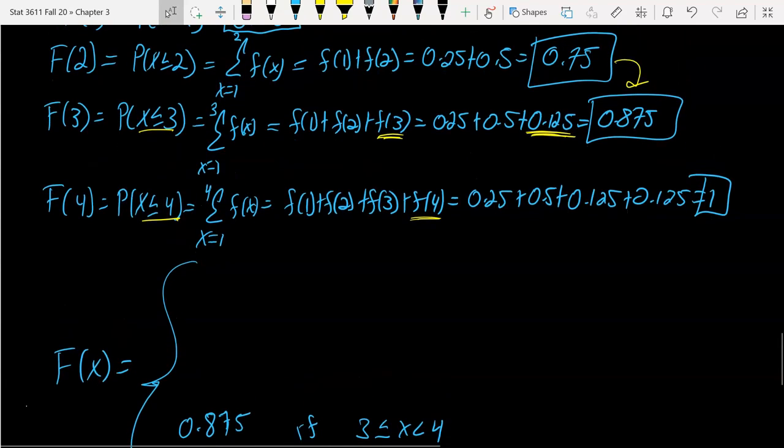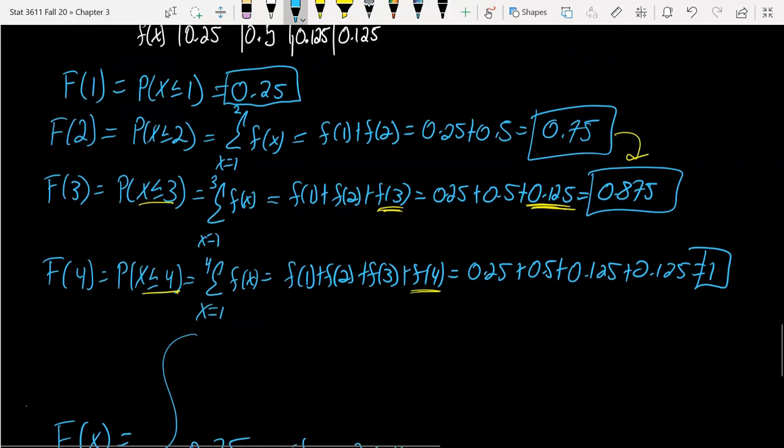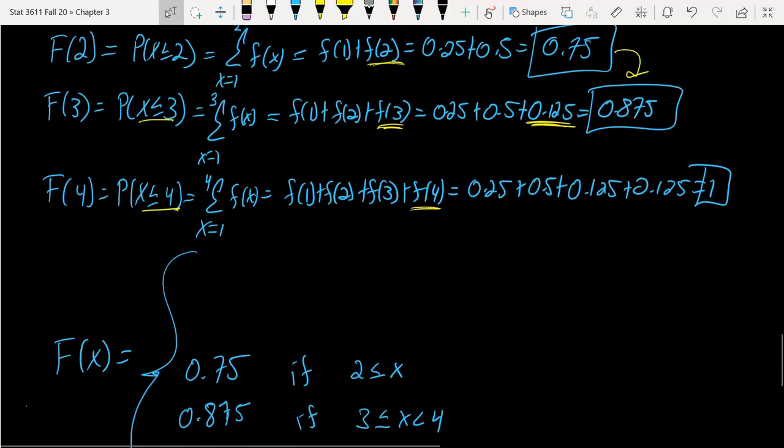Capital F of x is going to be equal to 0.75 if x is at least 2. If x is at least 2, then you're going to get this f of 2 here. But you don't jump from 2 to 3 until you get 3. And so this has an upper bound of 3.